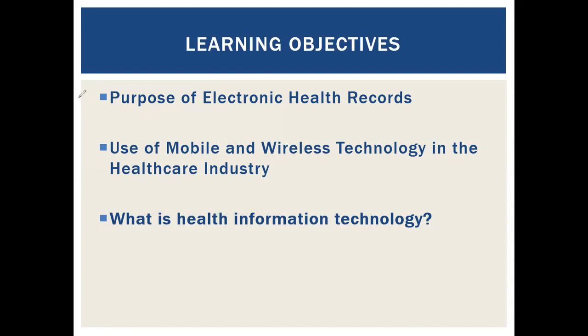Now here's the purpose of electronic health record, why we need it and why hospitals are using it. Second, the use of mobile and wireless technology in the healthcare industry nowadays, and why they are focusing on mobile and wireless technology. Third, what is health information technology, what are the major advantages, and how it is usable for the common person. These are our learning objectives. Now I will move to the next slide.